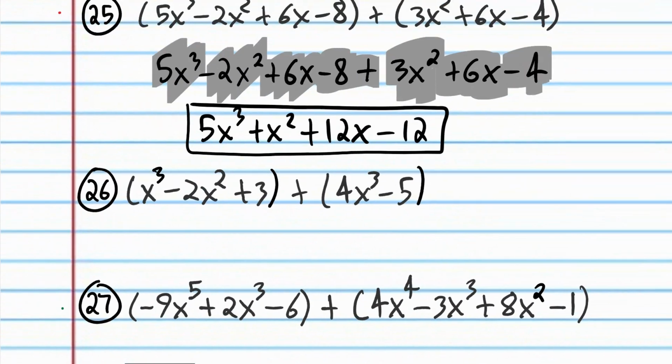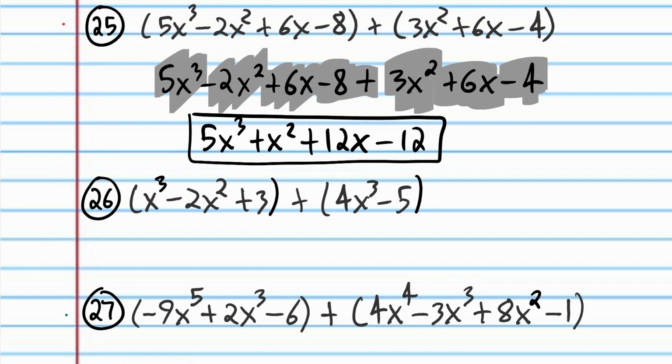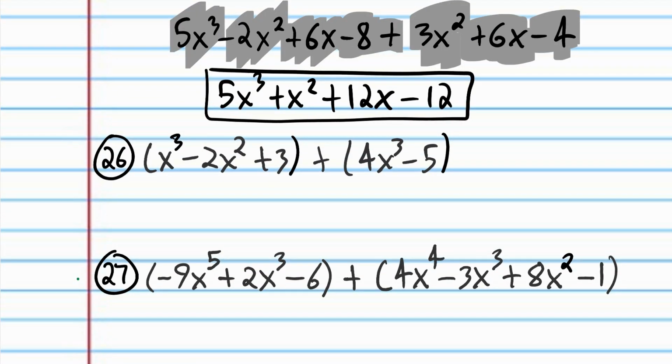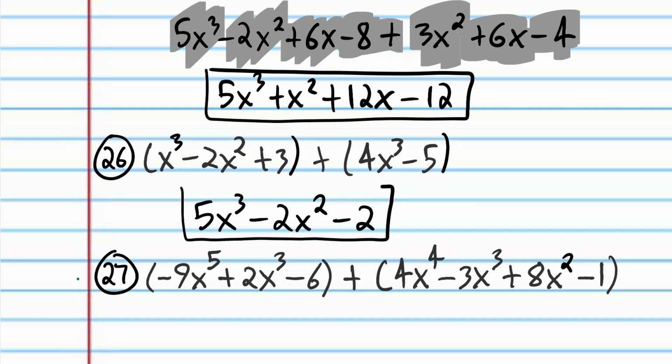On to number 26. Now you don't have to show this intermediate step in these problems, so we can just combine the x cubed and the 4x cubed to get 5x cubed. And the negative 2x squared doesn't really have anything to combine it with, so we can just rewrite that. And we have 3 and negative 5, which make negative 2. Just adding those together. 3 plus negative 5.